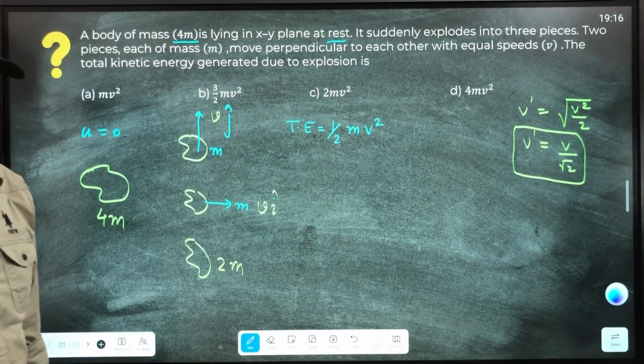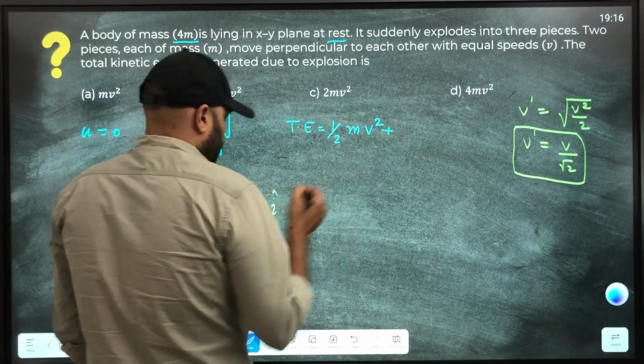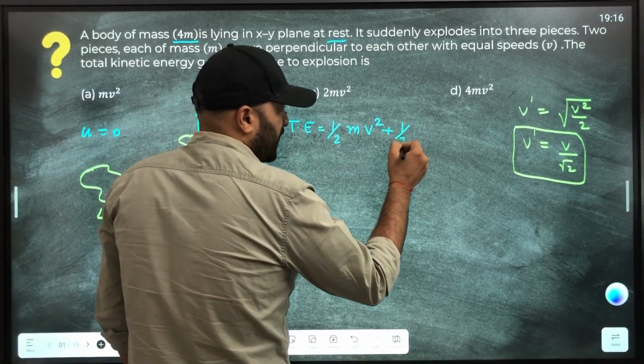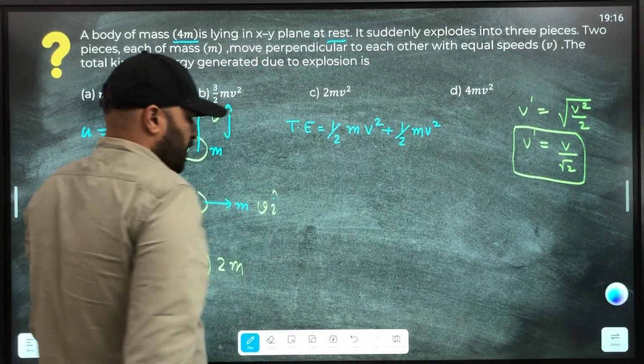No, it's a magnitude because it's kinetic energy, right? Plus the total energy of the second particle, which will be half mv square. I hope this is clear. What about the third one?